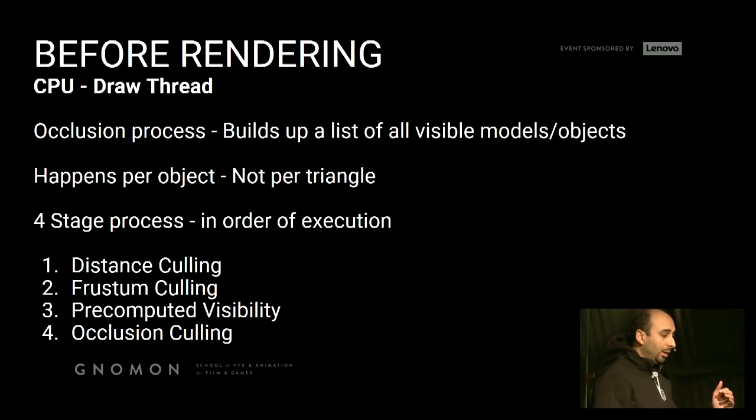And there are many, like 4 strategies in Unreal to do this task. Those strategies are different in terms of performance cost. So it starts with the cheapest one, which is distance culling, and it moves on to the more expensive ones, which are frustum culling and occlusion culling. In the next few slides, we will start covering each one of those strategies in detail.